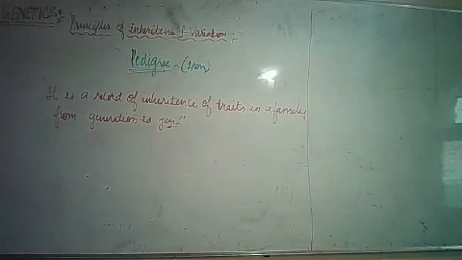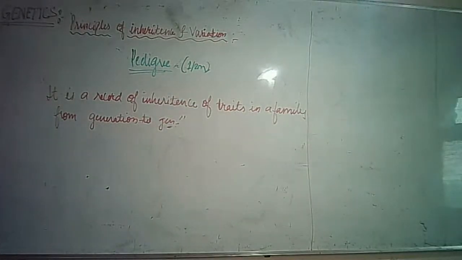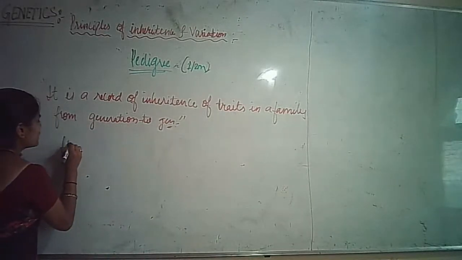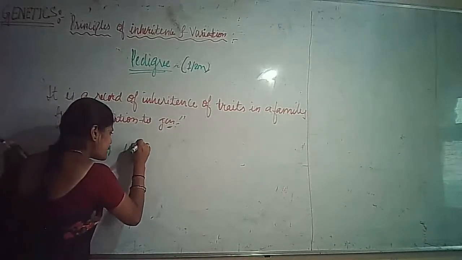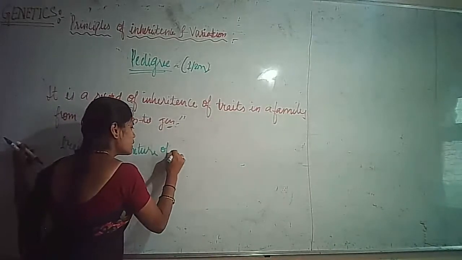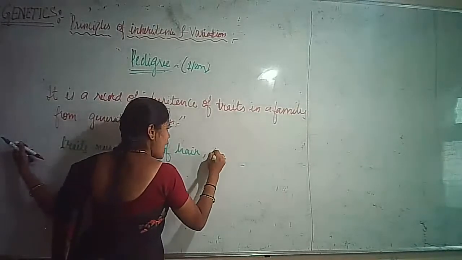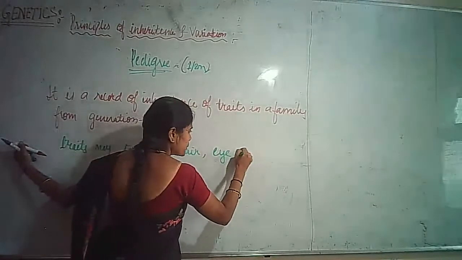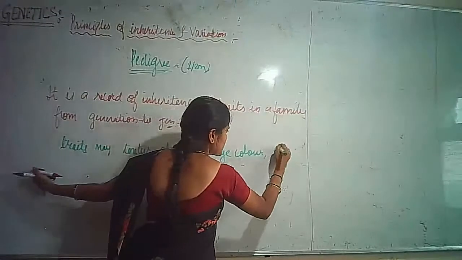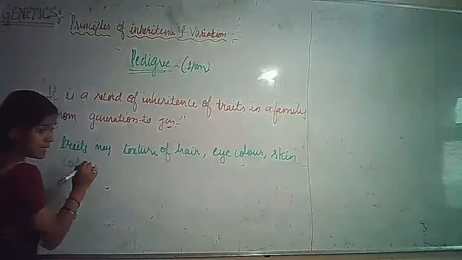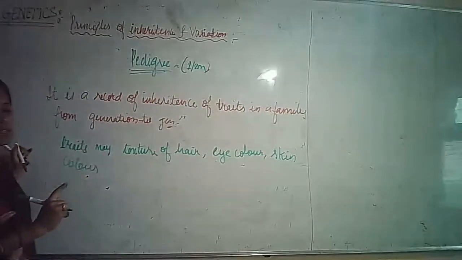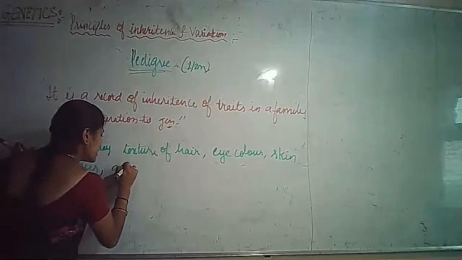The trait may be eye color. The traits may be texture of hair, eye color, skin color, certain genetic disorders. Not only that, the diseases also will transfer. That also we can say is genetic disorders.